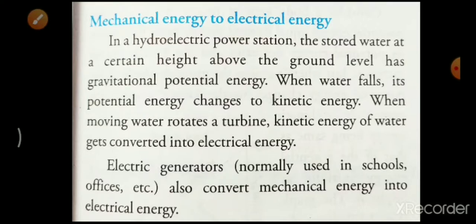Electric generators normally used in schools, offices, etc. also convert mechanical energy into electrical energy. The blades rotate, and that is mechanical energy, and because of that rotating blade it is converted to electrical energy. So water helps to rotate the blades of the turbine and we obtain that mechanical energy, and because of that mechanical energy it gets converted into electrical energy.